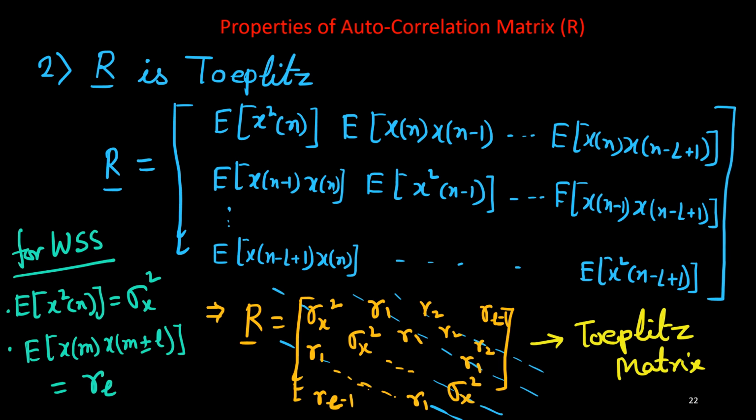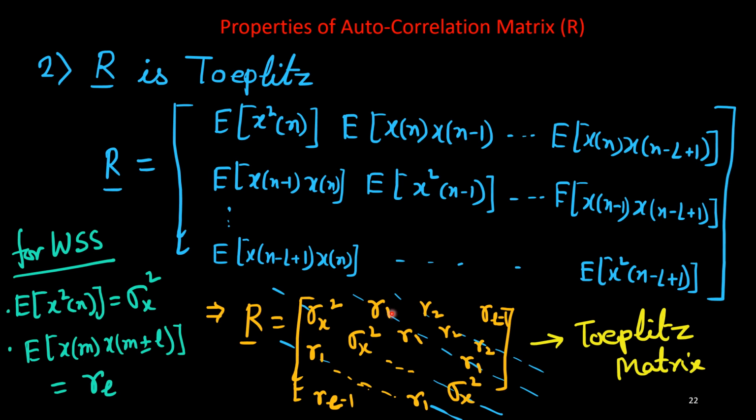So you see, this diagonal term is becoming sigma x square, and next to this one, this line along this one, all are adjacent to this line. So obviously this is R1, this is R1, all R1. Then it is R2, then it is R3, and the last one is R of L minus 1. Similarly, this side as well. This is R1, then R2, then R of L minus 1.